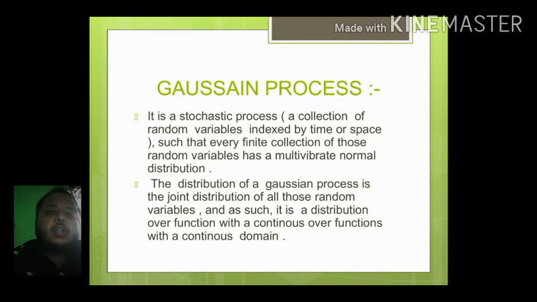And next is the Gaussian process. It is a process, a collection of random variables indexed by time or space, such that every finite collection of those random variables has a multivariate normal distribution. The distribution of a Gaussian process is the joint distribution of all those random variables, and as such it is a distribution over functions with a continuous domain.